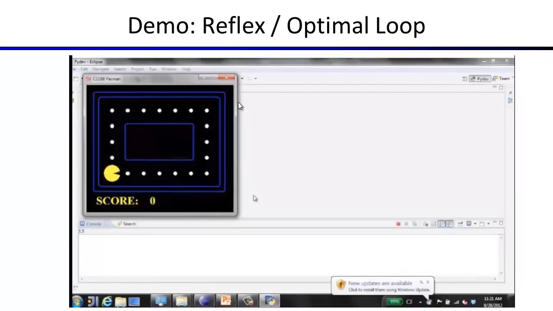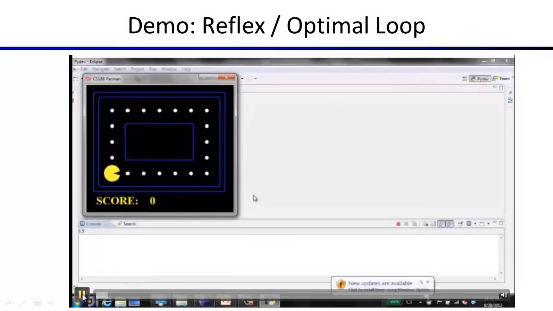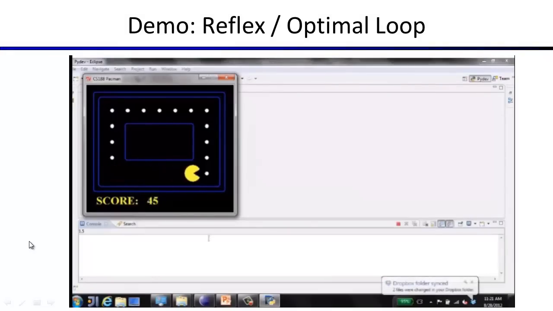Here's an example. Pac-Man is programmed to be a reflex agent here. Pac-Man is programmed to just look around itself, find where the closest dot is, and choose the direction to move in that brings Pac-Man closer to the closest dot. Let's see what happens when we play this out. This is a pure reflex agent.